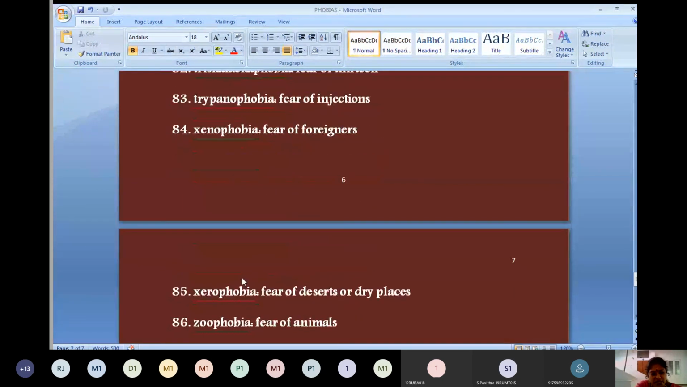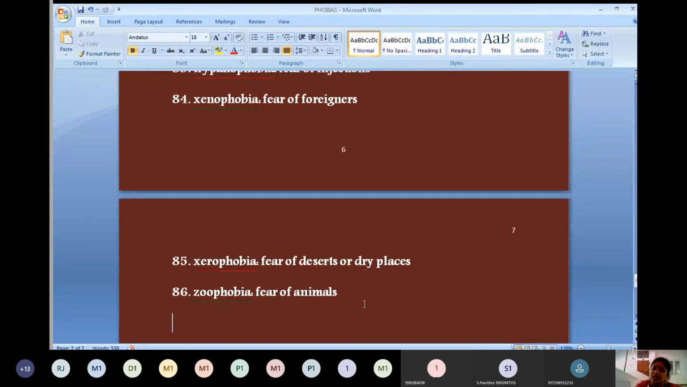Then fear of foreigners, xenophobia. Then fear of deserts or dry places, xerophobia. As you all know, zoology means animals, a study of animals. So zoophobia means fear of animals.